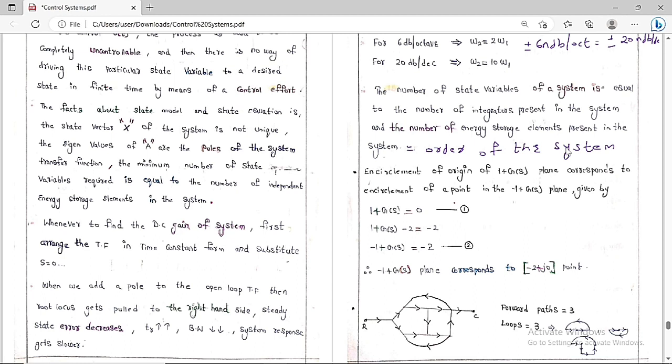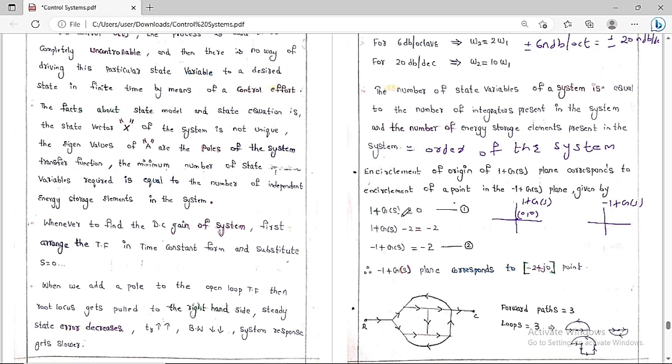So basically what they are asking is very simple. Suppose here I have taken one plane, here I have taken another plane. Here the plane is 1 plus g of s. Here the plane is minus 1 plus g of s. So here we are doing the encirclement at origin 0, 0. Then for this one, at which point we need to do the encirclement? So that is what we need to figure out.